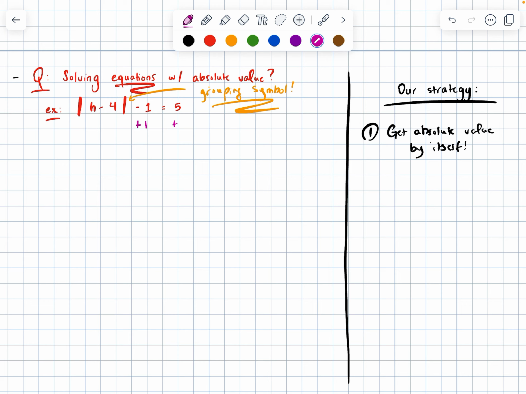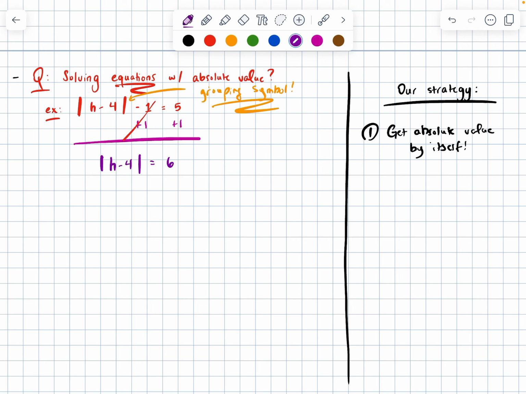So I want to get the absolute value by itself. First choice I might make then, well, I've got a -1 outside that I can get rid of. Let's add 1 to both sides. When I do that on the left, these undo each other. I'm left with the absolute value of h minus 4 is equal to 6.